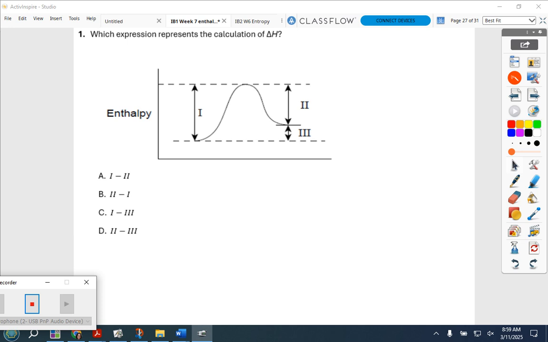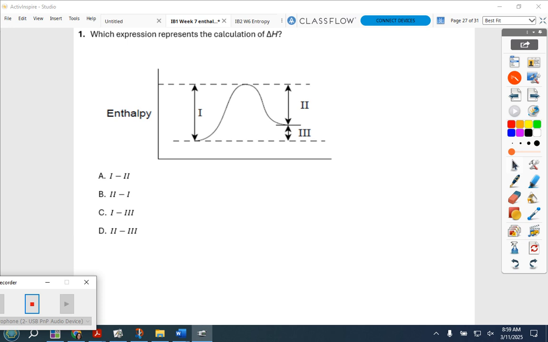So the question is, what is the delta H? The change in enthalpy for any reaction, right? What if you just had to say what is a delta H for any reaction? How could you describe it? It's a change in enthalpy. What are we comparing in that change? What are we looking at the change from?